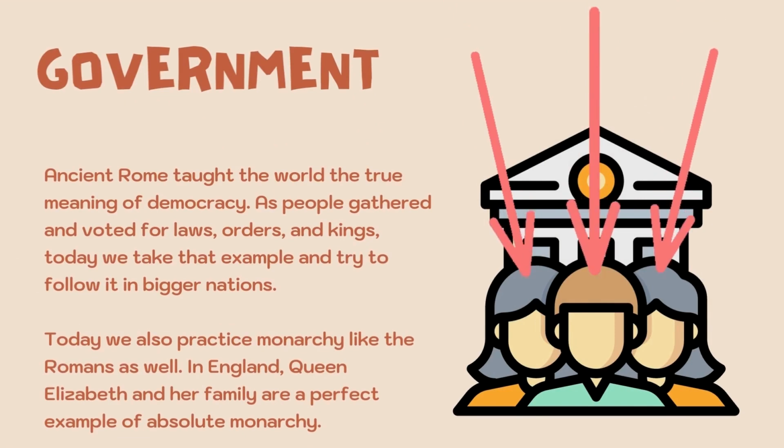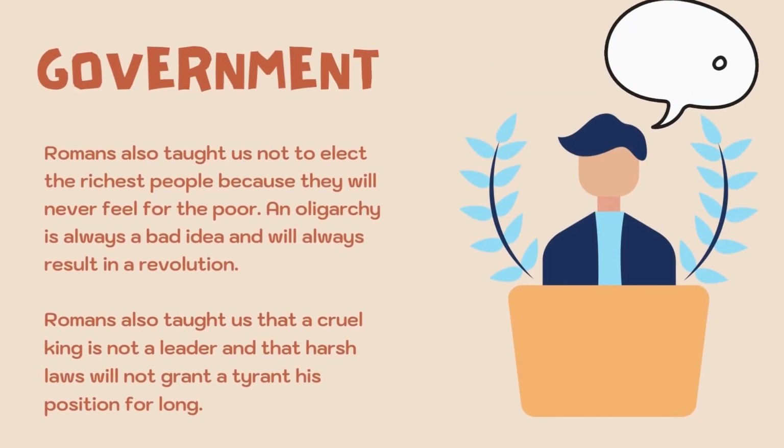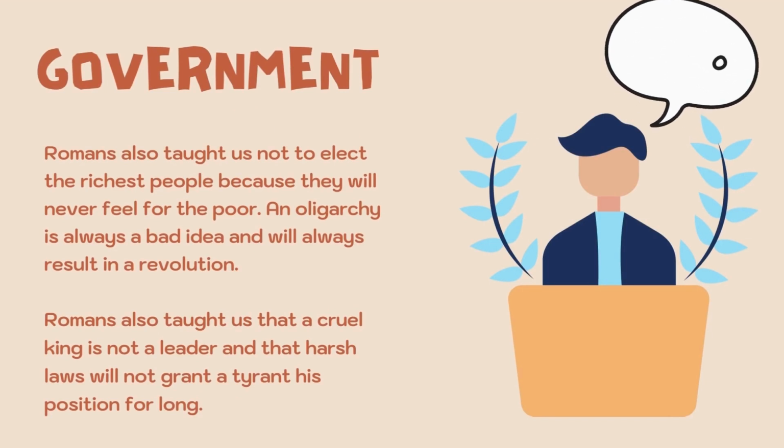In England, Queen Elizabeth and her family are a perfect example of absolute monarchy. Romans also taught us not to elect the richest people because they will never feel for the poor. An oligarchy is always a bad idea and will always result in a revolution. Romans also taught us that a cruel king is not a leader and that harsh laws will not grant a tyrant his position for long.